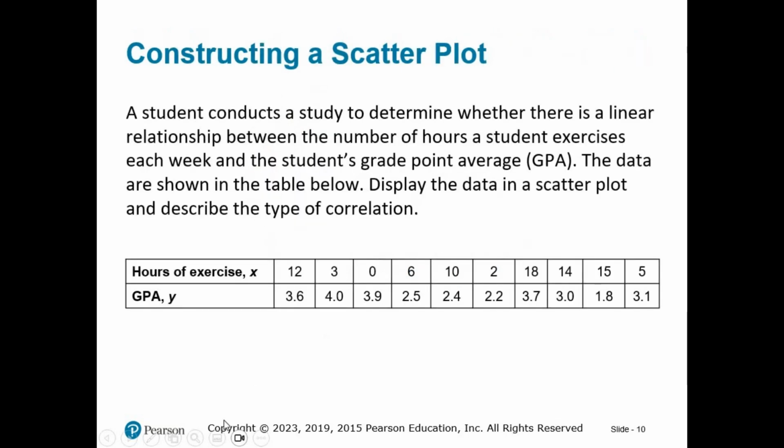A student conducts a study to determine whether there is a linear relationship between the number of hours a student exercises each week and the student's grade point average, or GPA. The data are shown in the table below. Display the data in a scatter plot and describe the type of correlation. Pause the video and enter these values in your calculator. The X values in one of your lists, the Y values in another, and come up with a scatter plot like we did before. Pause the video now and do that.